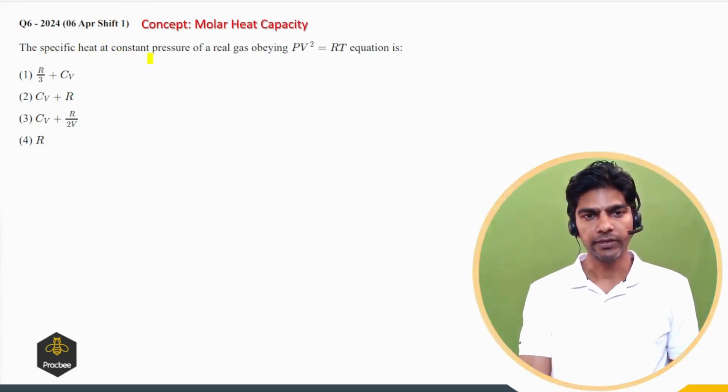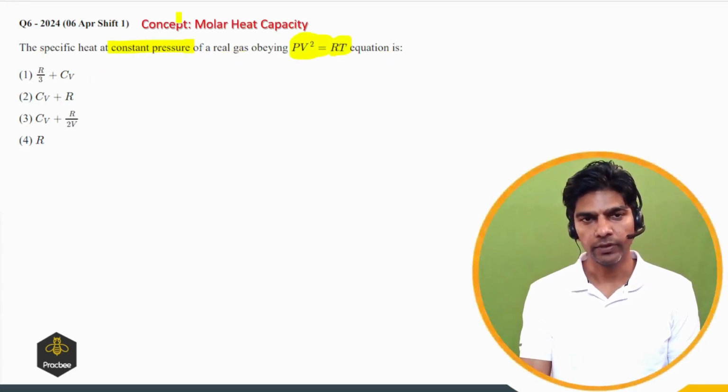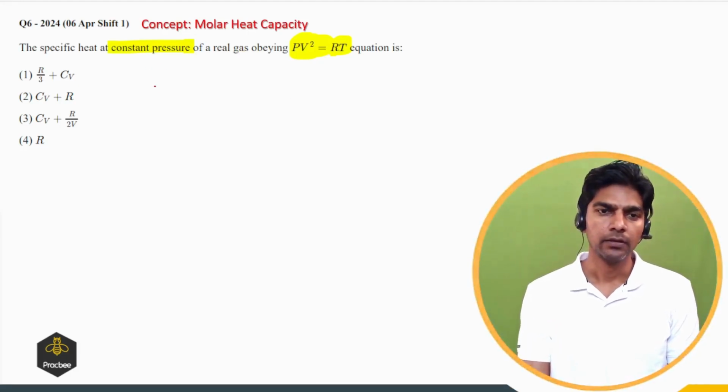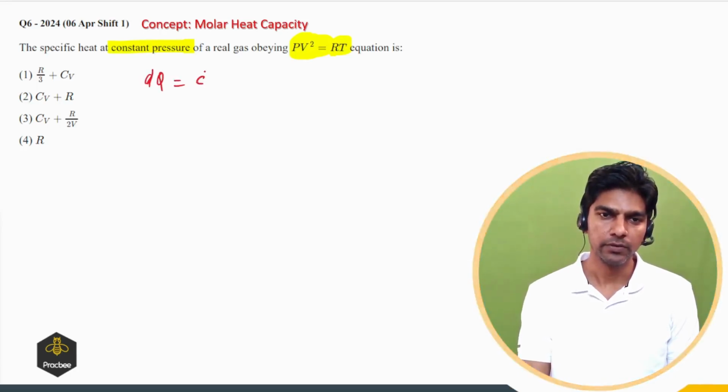The specific heat at a constant pressure of a real gas obeys this law, PV² equals RT. Okay, so it is at constant pressure that we have to find. So pressure is constant, so let us find the molar specific heat. We know that if you apply the first law of thermodynamics, it can be written as dQ is dU plus dW.